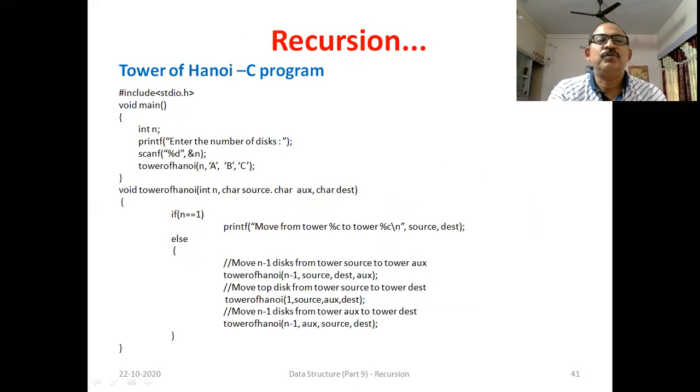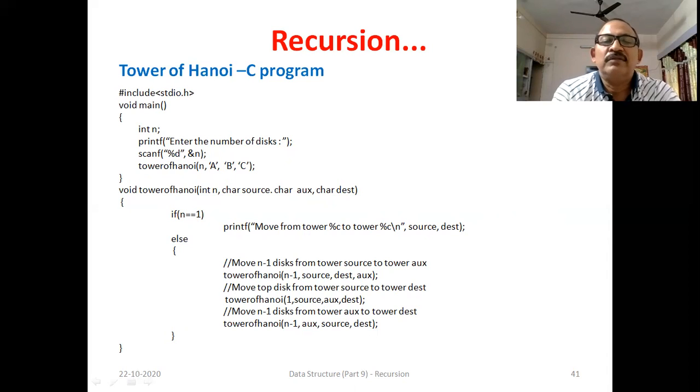Now this is the C program. In the C program, you can take any number of disks. Here the variable n takes the number of disks. Now we call the Tower of Hanoi function with 4 parameters. First is n, the number of disks, and A, B, C are the characters which indicate the towers: tower A, tower B, and tower C. The function Tower of Hanoi takes 4 parameters: first is n, next is the source, next is the auxiliary, and next is the destination.